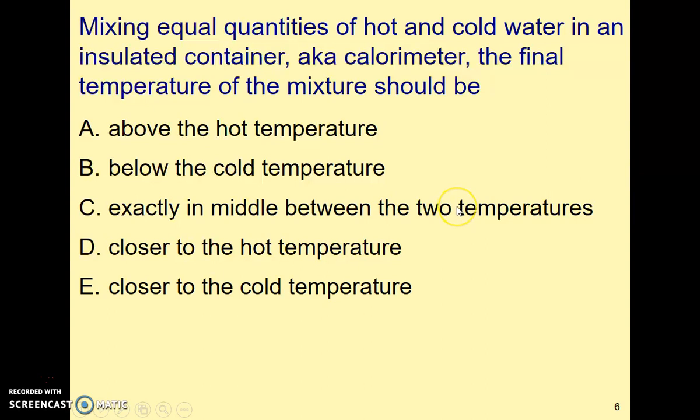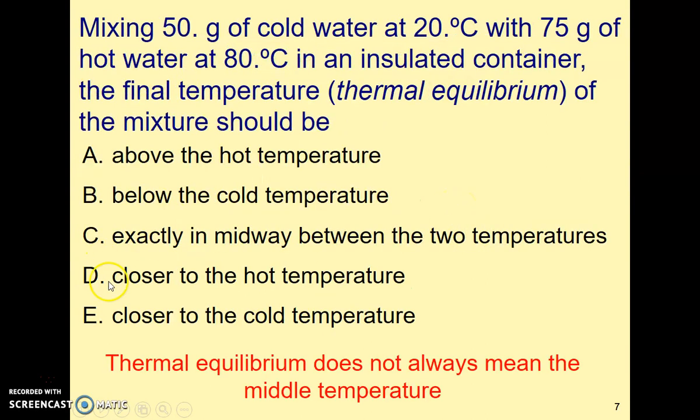Now, here's a different example. What's different about this example is that we don't have equal masses. We're mixing 50 grams of cold water at 20 degrees Celsius with 75 grams of hot water at 80 degrees Celsius, and the question wants to know what the final temperature will be at thermal equilibrium when all the heat has been transferred.